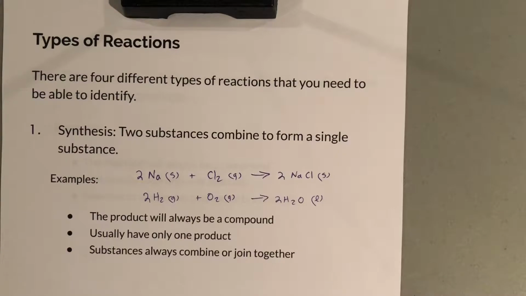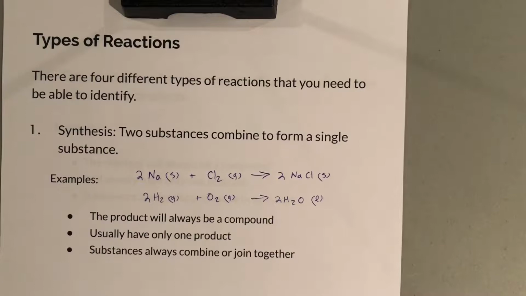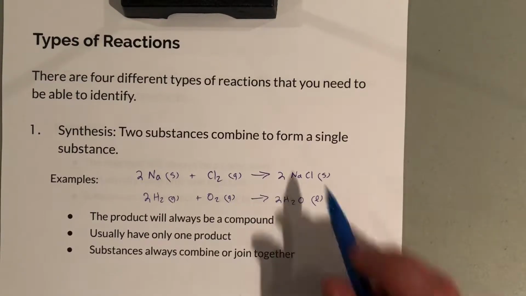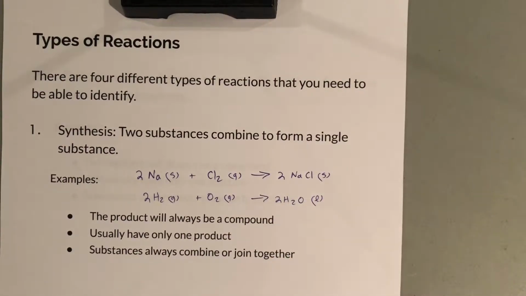With all of these reaction types, the biggest thing is going to be knowing what to look for. What to look for in a synthesis reaction is that your product is always going to be a compound, because you're always joining things together. So it's impossible to have an element as a product, or on the right side of the arrow, if things are joining together. In most cases, there's only going to be one product, so there's only one thing on the right side of the arrow in both of these reactions. That's common with synthesis reactions. And lastly, fitting right in with our definition of synthesis, substances have to combine or join together, because that's what happens in a synthesis reaction.